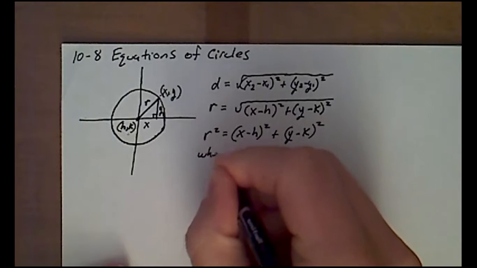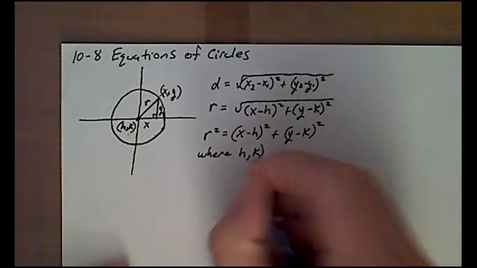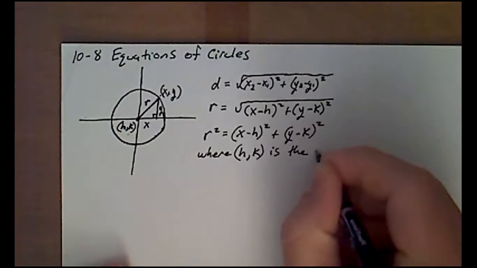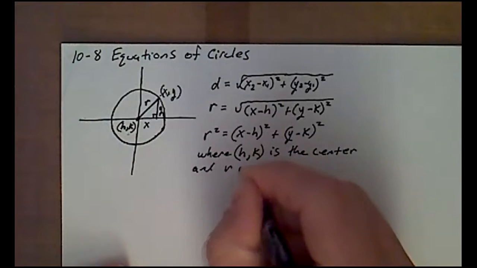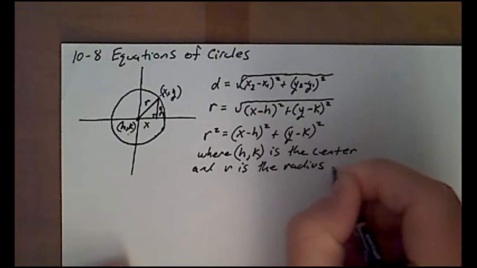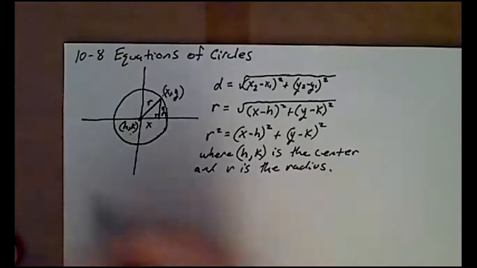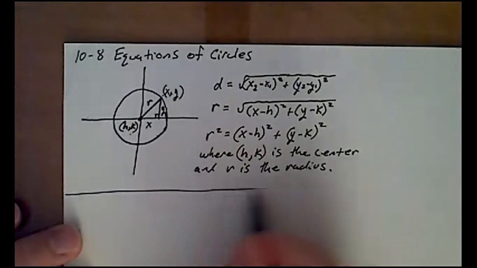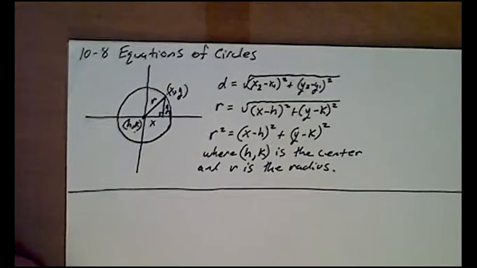This is where (h, k) is the center, and r is the radius. And that is really the only thing that we need to know for today, is that equation.